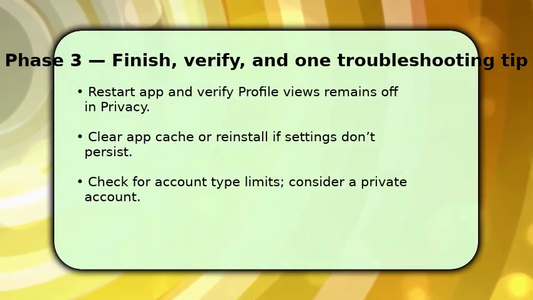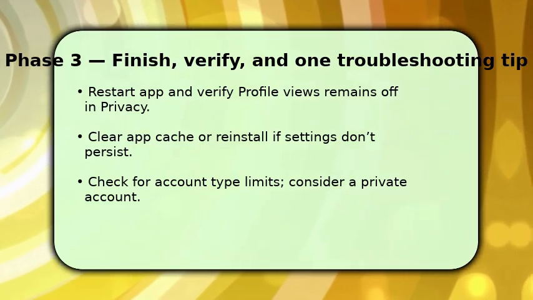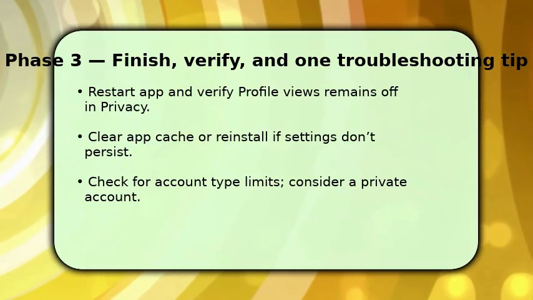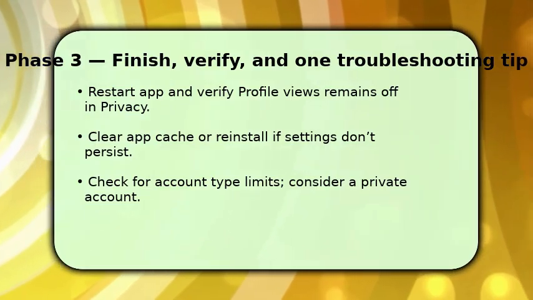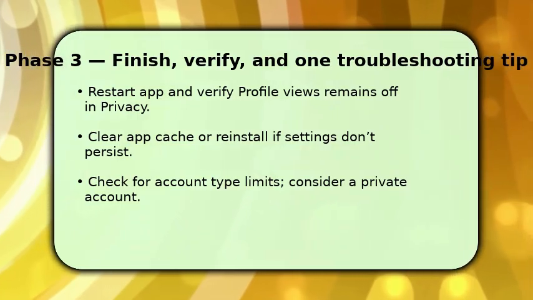If settings revert, clear cache via settings and privacy. Right arrow, free up space or reinstall the app. This often fixes persistence bugs. If toggling fails because of account restrictions, switch to a personal or private account and try again.